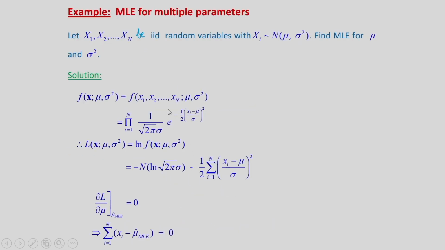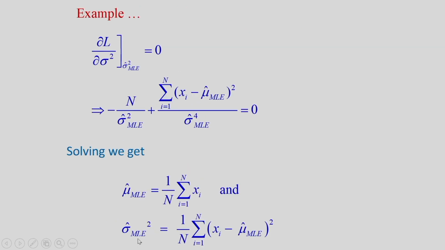If we solve these two equations, first equation is this and second equation is this, we will get mu hat MLE is equal to 1 by n summation xi, i going from 1 to n. This is the sample mean, and similarly this is the sample variance, that is sigma hat MLE square is equal to 1 by n summation xi minus mu hat MLE whole square, i going from 1 to n. So, that way we get the estimators for mean and variance.